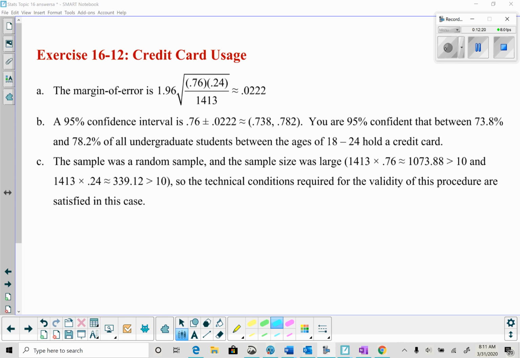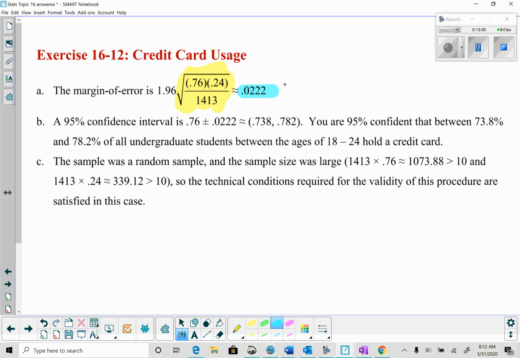Okay, so for part A, to answer their question, they wanted the margin of error. Now that, again, is different from standard error. The margin of error, we're going to take exactly what I just showed you there for standard error. Take the square root of this. But now for margin of error is when you're going to multiply that by that z star. So in this case, to answer their question, the margin of error, we'll round that off to 0.0222.